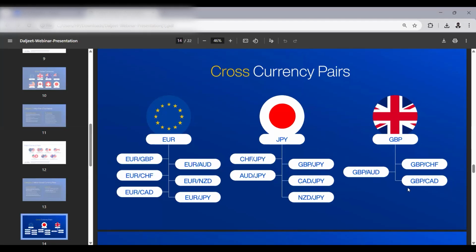Okay, so first you need to understand what are major currency pairs. Before understanding major currency pairs, you need to understand the 8 major currencies. If you understand the 8 major currencies, you will be able to understand what are major currency pairs. All the major currencies in combination with USD make major currency pairs. All the combinations of major currencies without USD, without the United States dollar, are called cross currency pairs, or they are also called minor currency pairs.